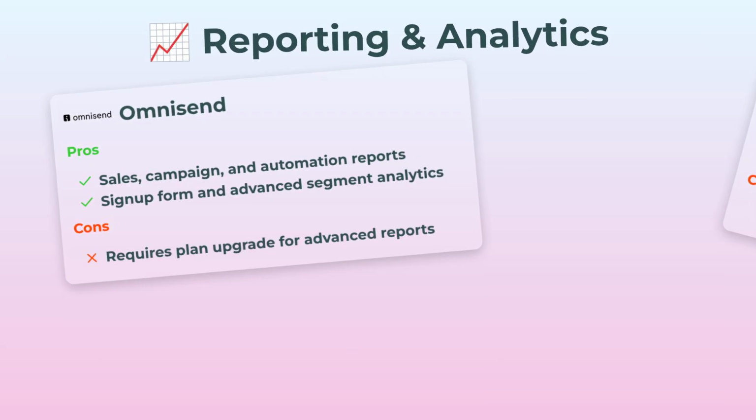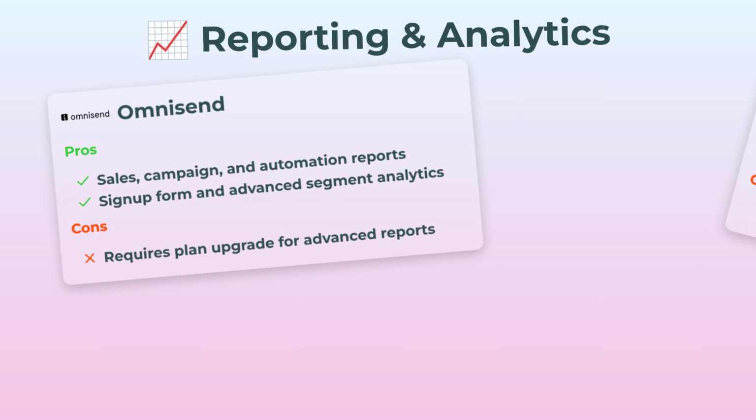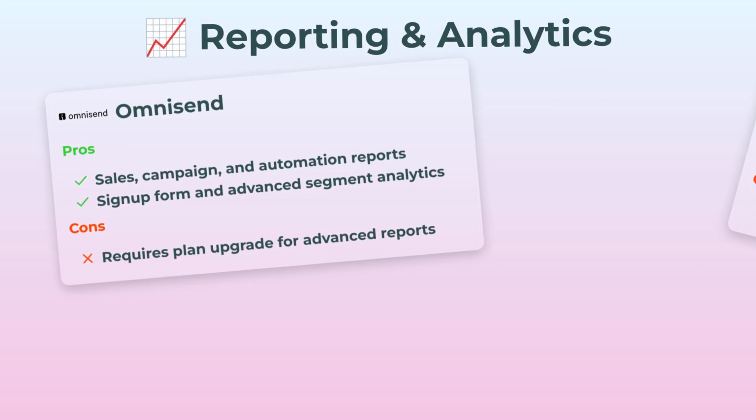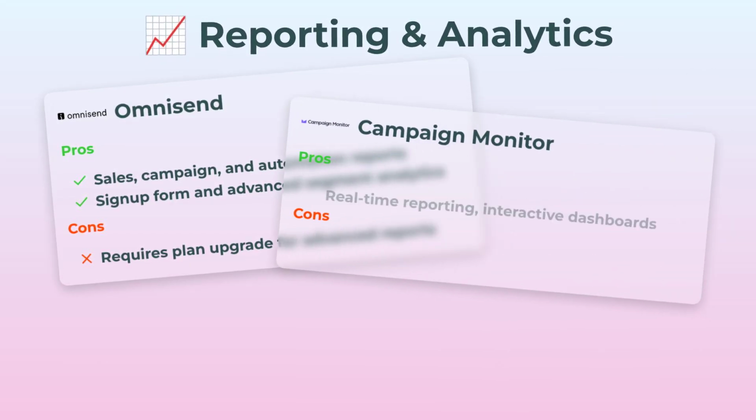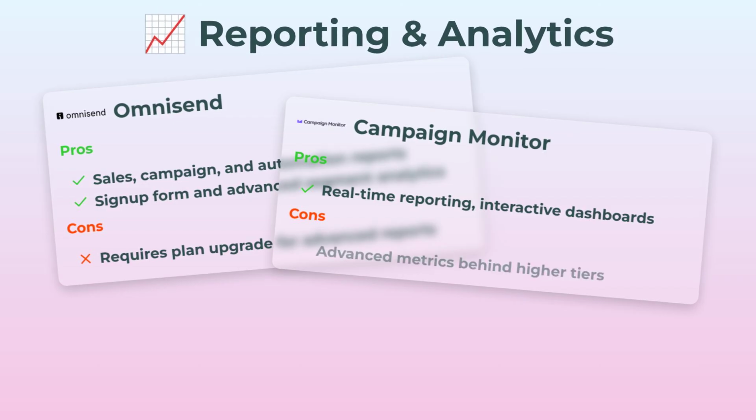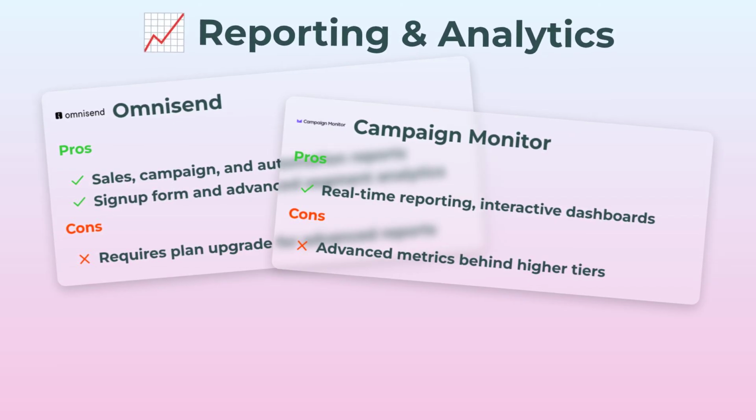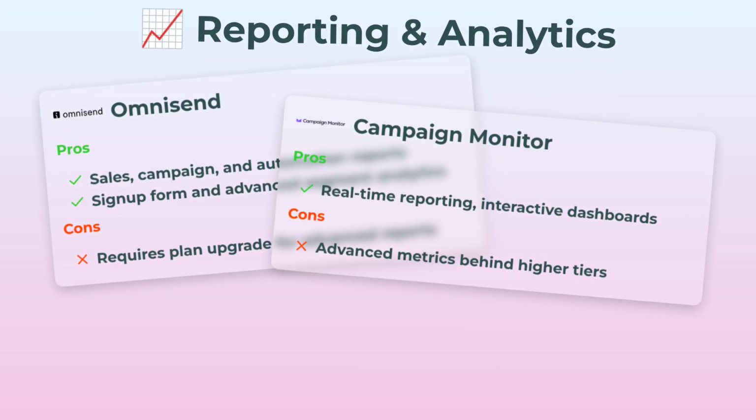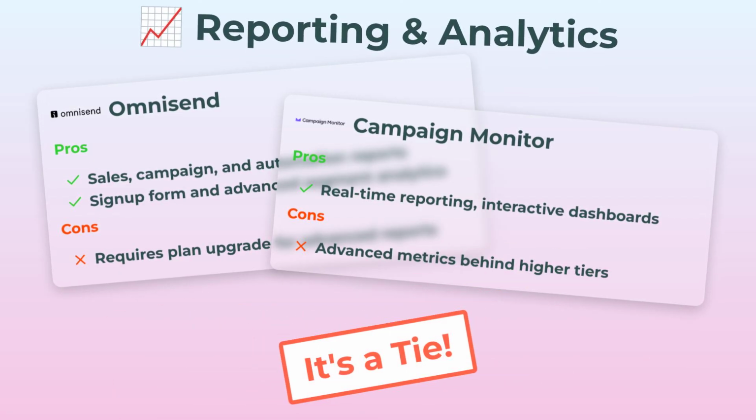All right, reporting and analytics. This one's pretty even. Omnisend gives you all the goodies: sales, campaign, automations, even sign-up form analytics. You'll have to upgrade for the fancier reports, though. Campaign Monitor, real-time reporting, interactive dashboards, especially nice for tracking results as they happen. But yep, those deep metrics locked behind higher tiers. Honestly, both platforms give you solid insight, so this one's a tie.